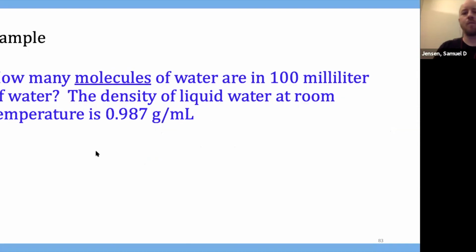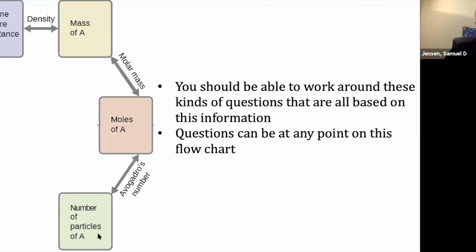So this would be a difficult problem here. How many molecules of water are there in 100 milliliters of water? The density of water at room temperature is 0.987. So let's go back to our slide. They want to know how many molecules of water. That's a particle amount. And we're told the volume.